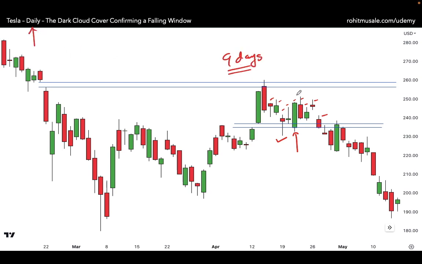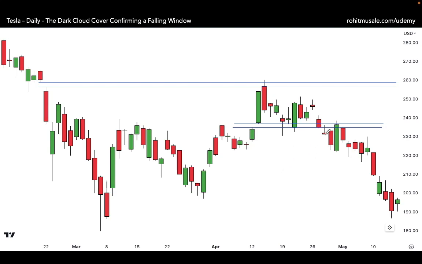For a total of 9 days, the price remained sandwiched between the support and resistance until it finally found a direction at this candle. At that particular candle, the market finally took a direction. And look what happened after that candle. The market went down. So these kinds of situations are difficult to trade.